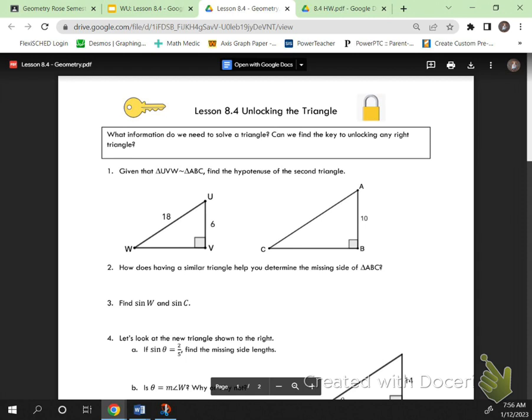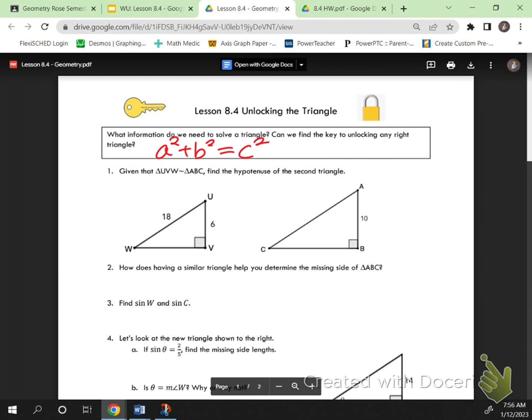And I'm going to help us with this lesson because there's a lot going on. There's a lot to remember. It says, what information do we need to solve a triangle? Can we find the key to unlocking any right triangle? So if we look at this first triangle, WUV, I know two sides. What equation helps me find a third side if I know two? Pythag, right? We could use Pythag theorem.